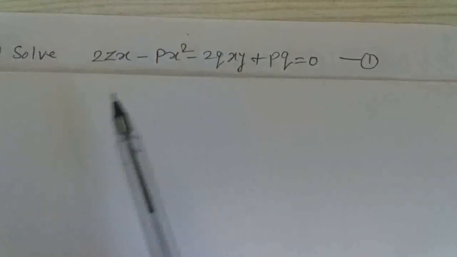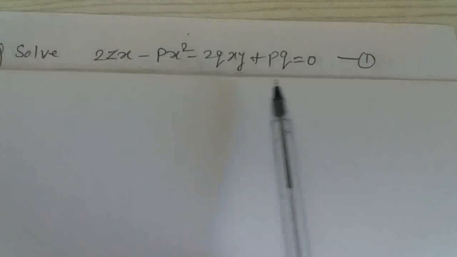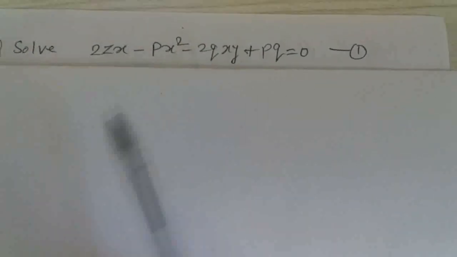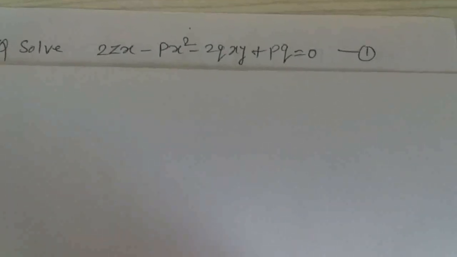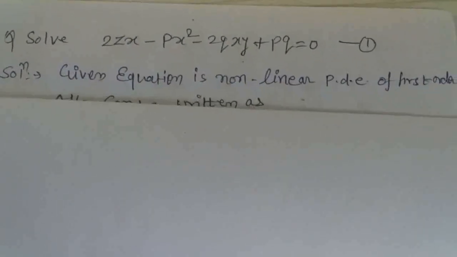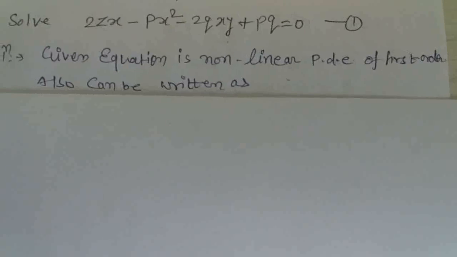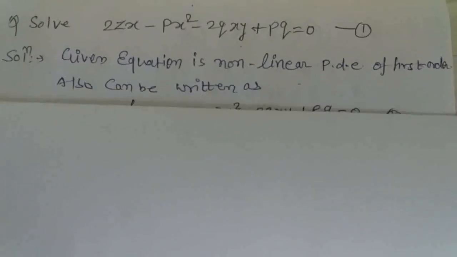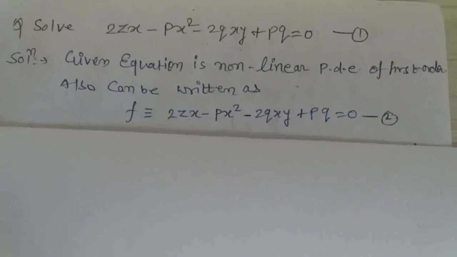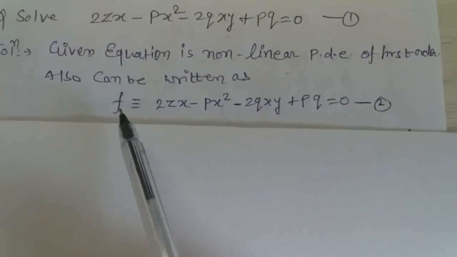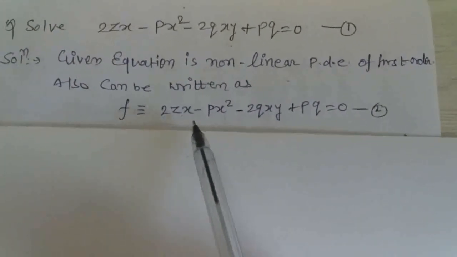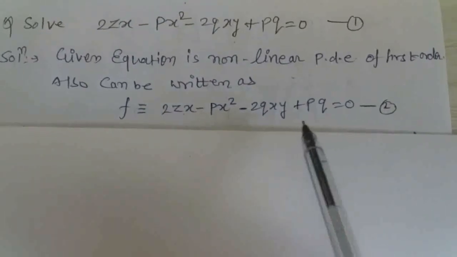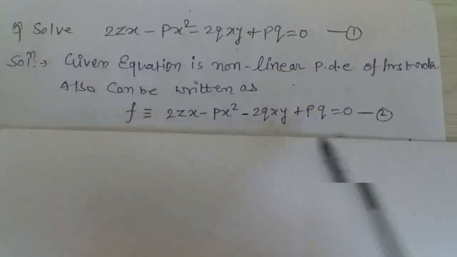And since the equation is not in a standard form, to find its complete integral we apply the Charpit method. The given equation is a non-linear partial differential equation of first order. We consider the equation as function f equal to 2zx minus px square minus 2qxy plus pq equal to 0.